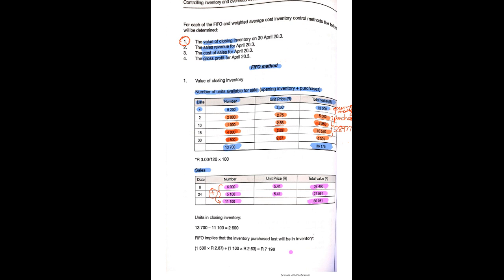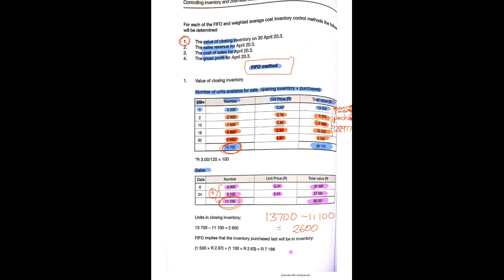So under the FIFO method, to work out the value of your closing inventory, the first thing you're going to do is determine how many units are not sold, how many units are remaining as your closing inventory. So 13,700 was available to be sold, and we sold 11,100. So what is left in your closing inventory is 2,600 units. That's the same thing that it says here.